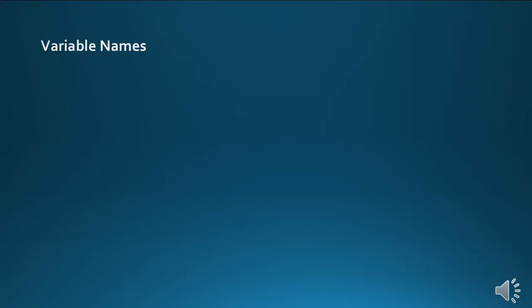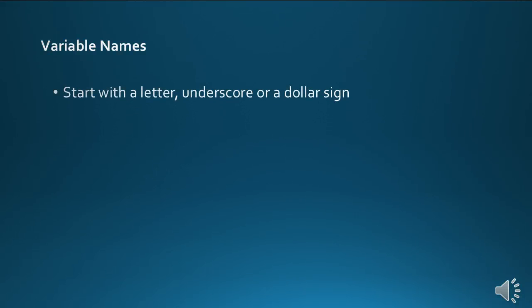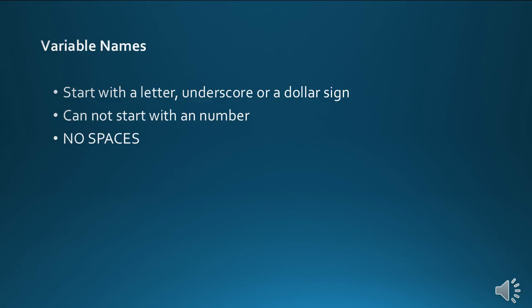Variable names. Variable names have some very specific criteria on what we can actually name them. First off, they can start with a letter, an underscore, or a dollar sign, but they cannot start with a number. Also, we do not want to put any spaces in our variable names. They have to be all together.